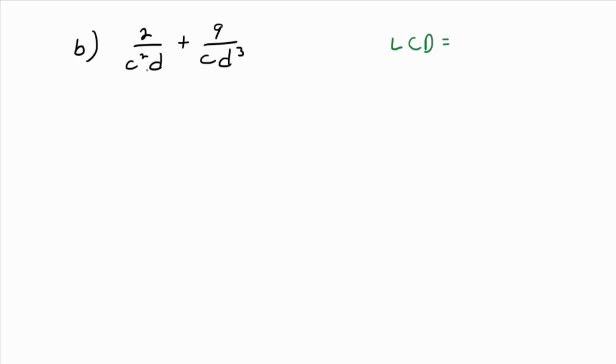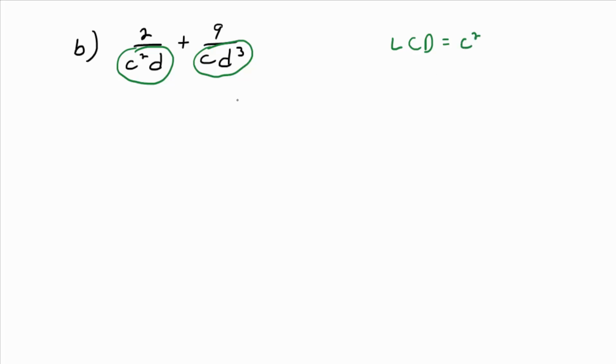To identify the LCD, just look at the denominators and look at each kind of base you have. When I say base, I mean the base of each exponent. So you have a c and a d for bases. So look at the c's, look at the factors of c in both denominators. To form the LCD, take the higher power of the c. What's the higher power of the c? C squared. So write that down.